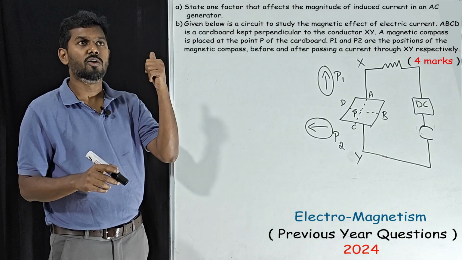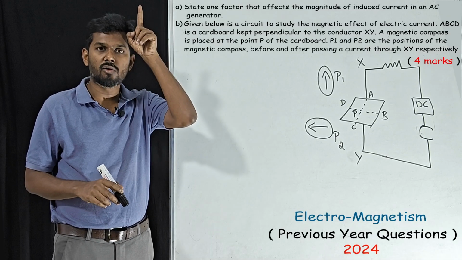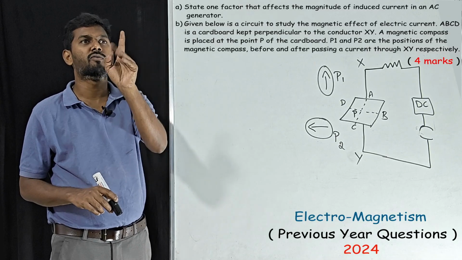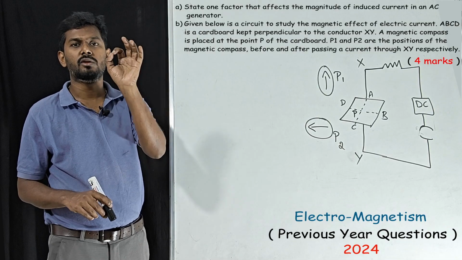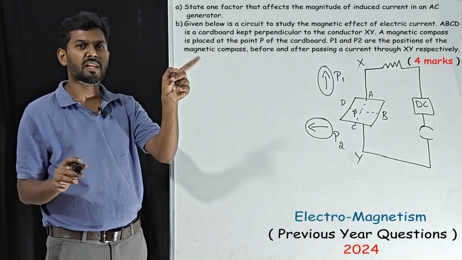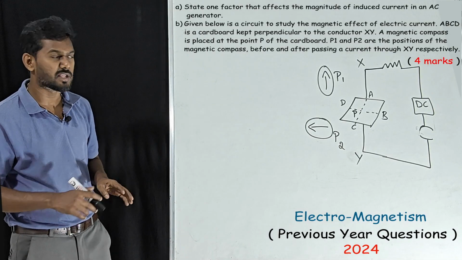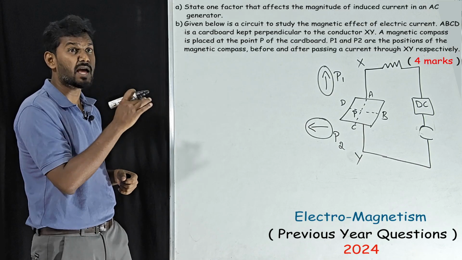So what are the factors? They are asking for one factor, so always write one: by using a powerful magnet or by using more number of turns. That's it, any one. So the answer for that question is done. Second one, this is a diagram based question.